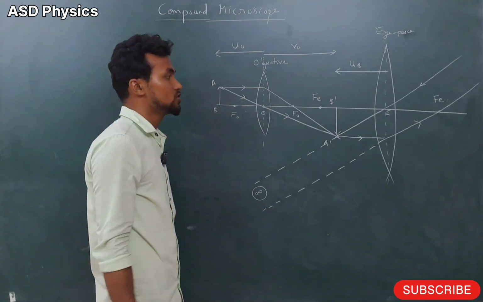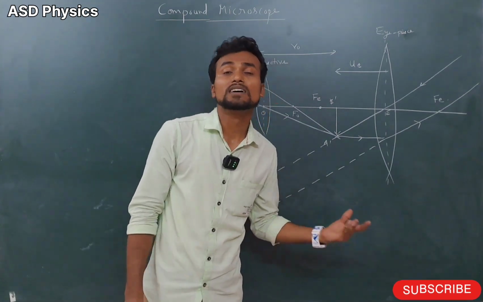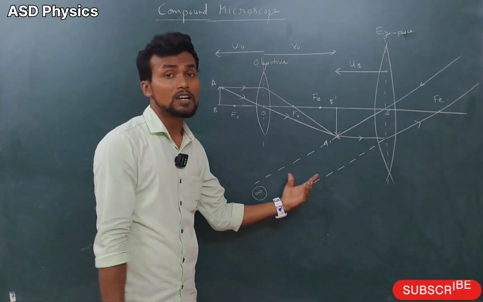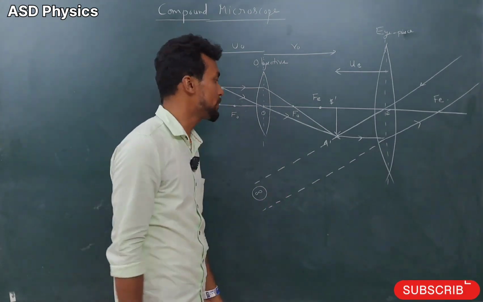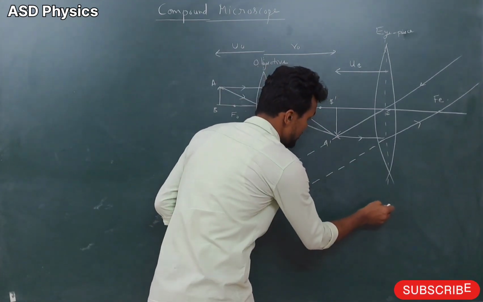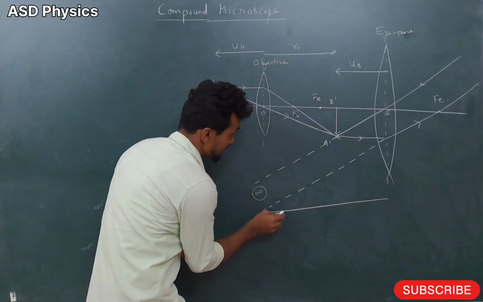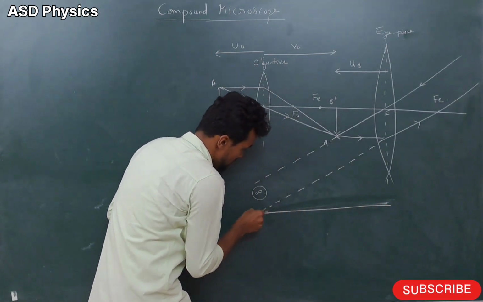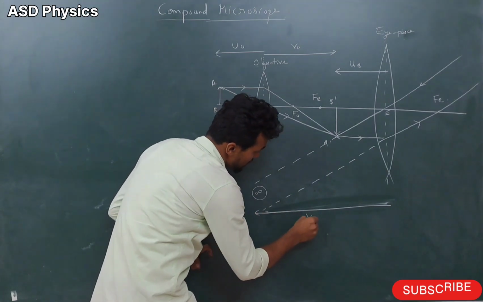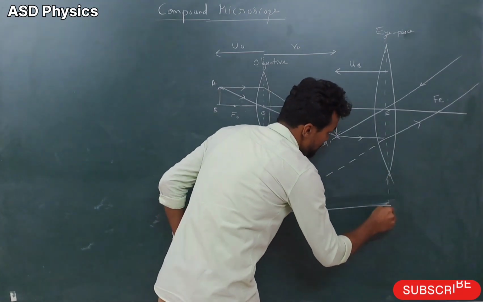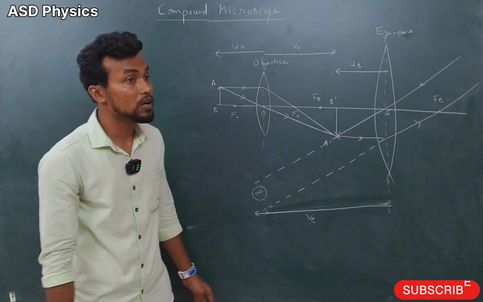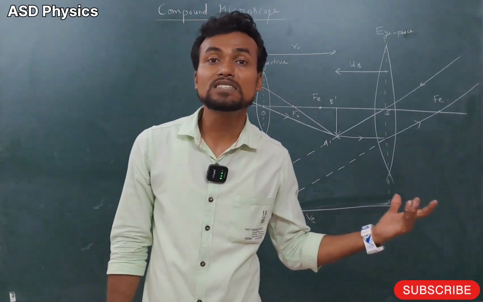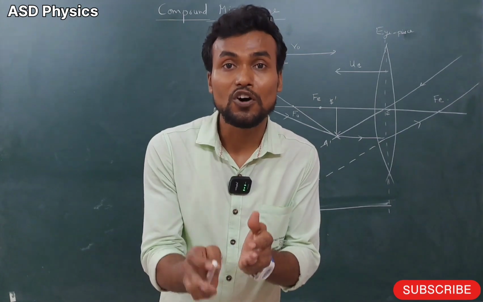Most of the time questions come from here. Final image is forming where? It is forming at infinity. This is called a normal adjustment also. See, this length I will write here. Let me draw the straight line here. This is called VE. So what is this? This is the diagram of the compound microscope, in the situation of normal adjustment.